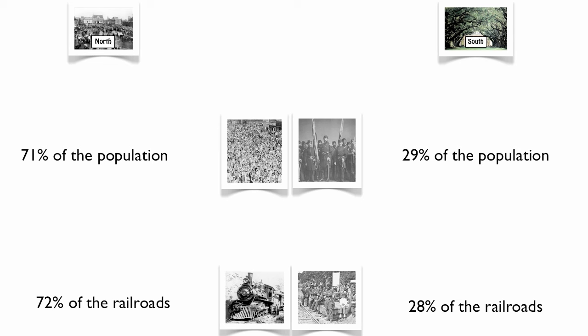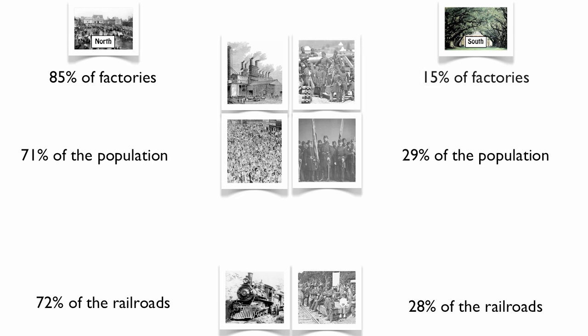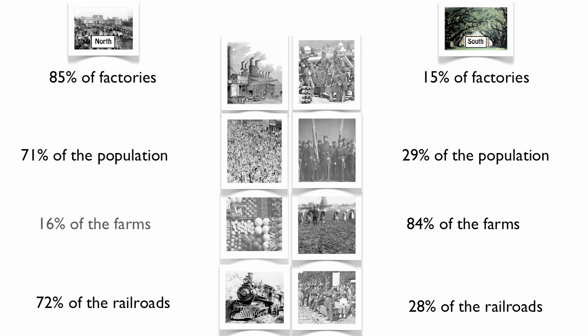The number of factories was another major advantage for the North, which had 85% of the factories, which produced 92% of the iron and steel for the country. This would be a huge advantage in terms of producing weapons and supplies for the North. The South did have one advantage, which was farmland. The South had 84% of the nation's farmland compared to just 16% in the North.